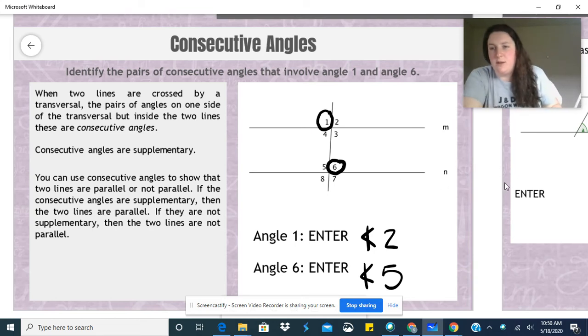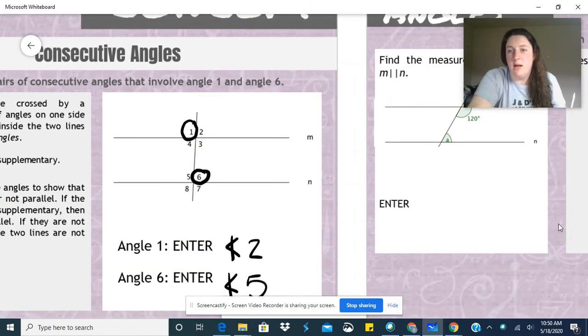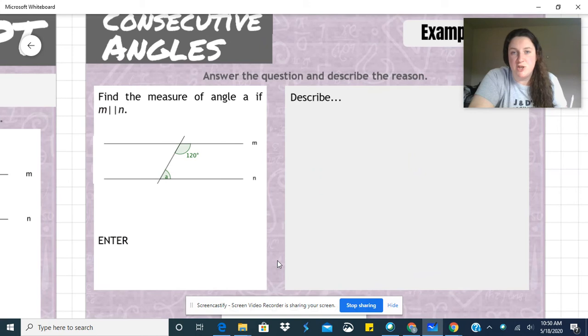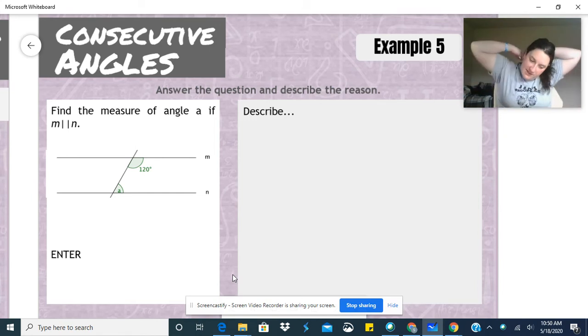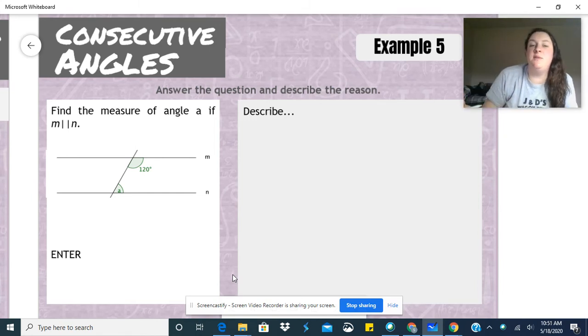So your next question, sorry about that long pause. I was making sure it was the same on my screen as it is on yours. So your next question says, answer the question and describe the reason. So what is the measure of angle A?